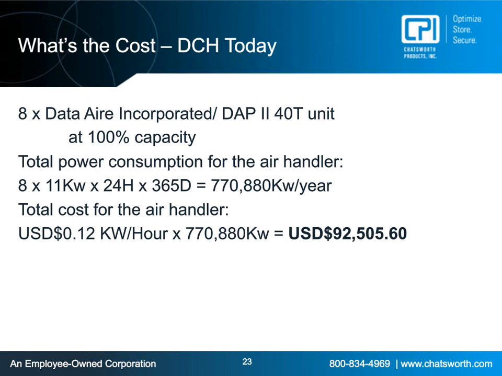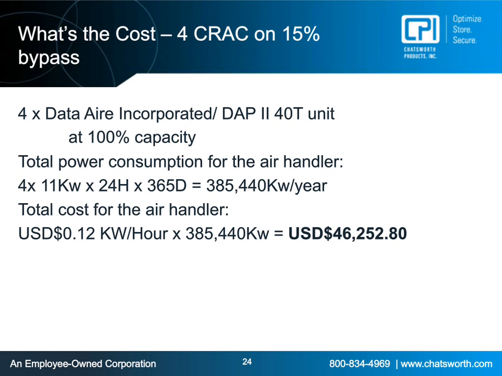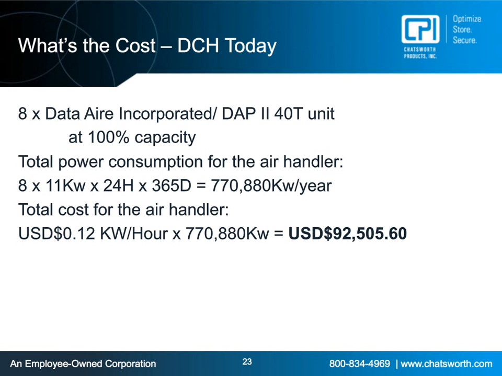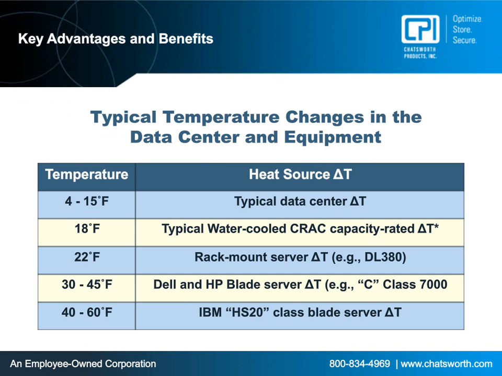So here's where they were in the beginning, at 8 CRAC units, at $92,000. When they got to 4 CRAC units, they're at $46,000. What was the single greatest thing that we did for them is we raised their delta T. If you see on my slide here, they were at, as you recall, 2 degrees delta T. That's the top on that slide right there. Their CRAC unit was rated at actually 22 degrees delta T. We raised that to their optimum level.